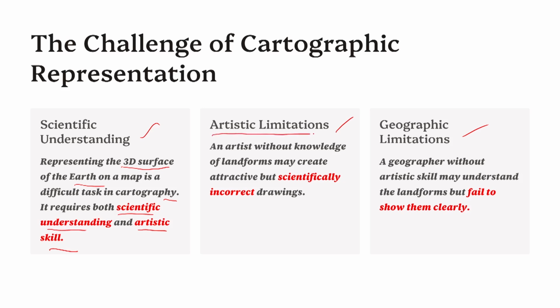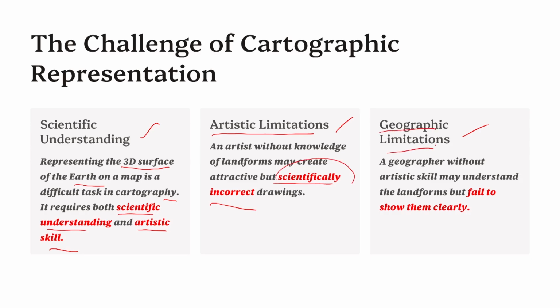Then artistic limitation: a cartographer who has only artistic ideas and artistic skill makes a map that is scientifically incorrect. He can't quantify, he can't make it accurately. Therefore, scientifically that map is incorrect.